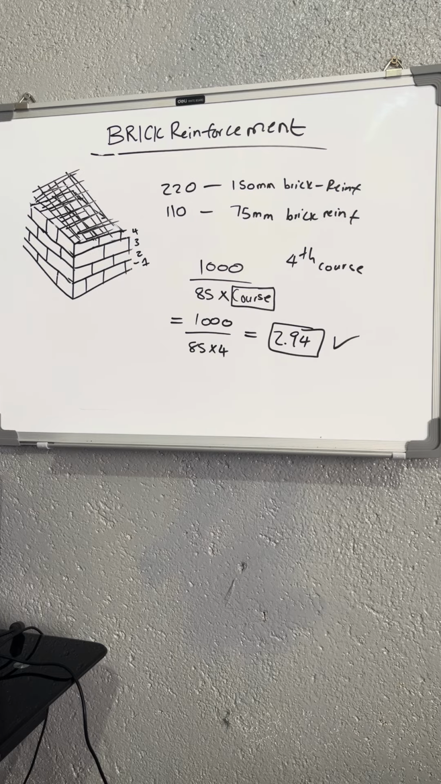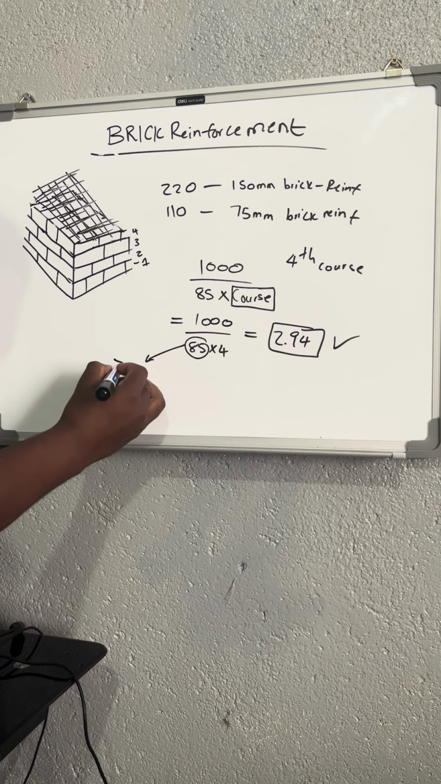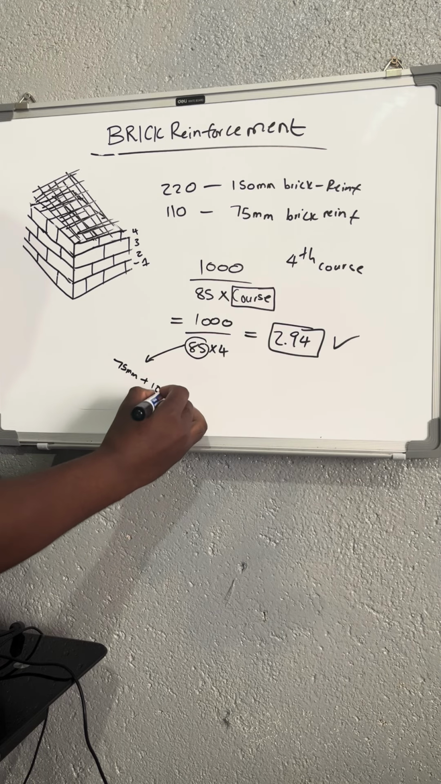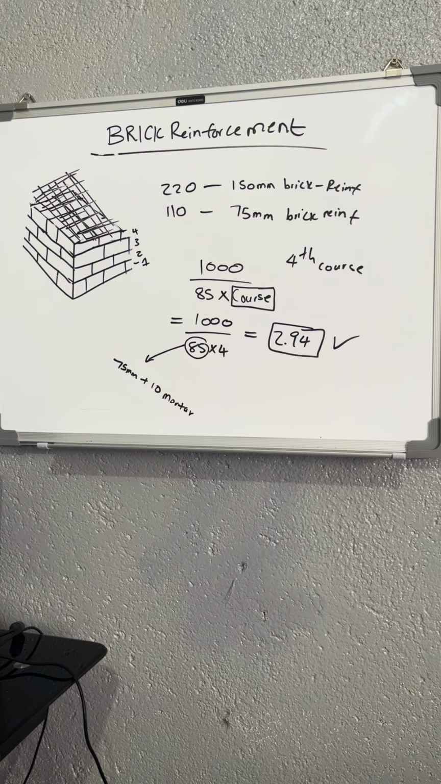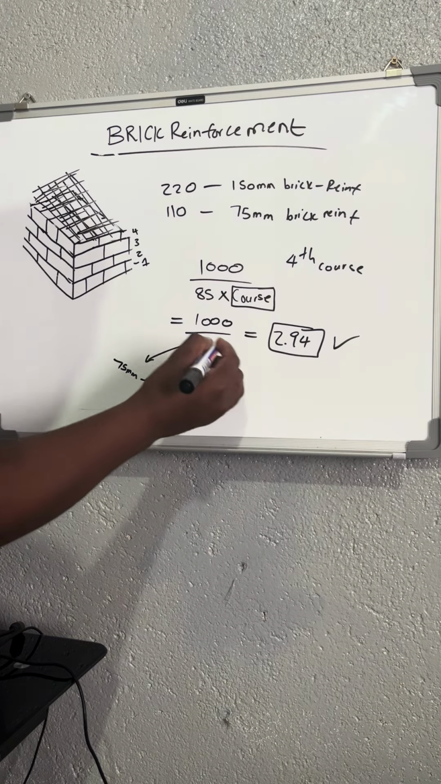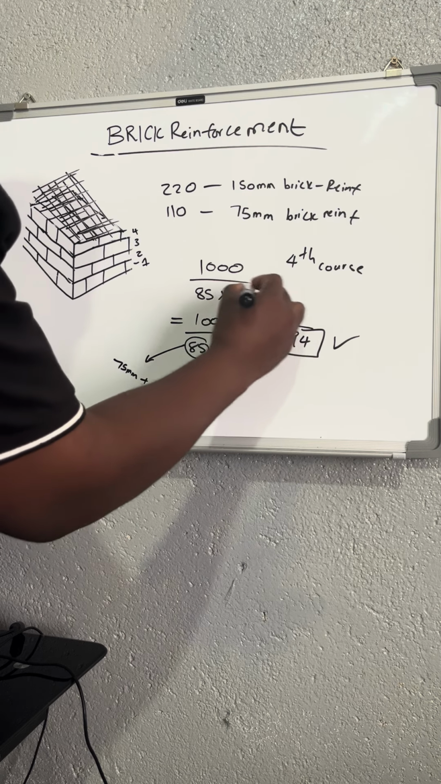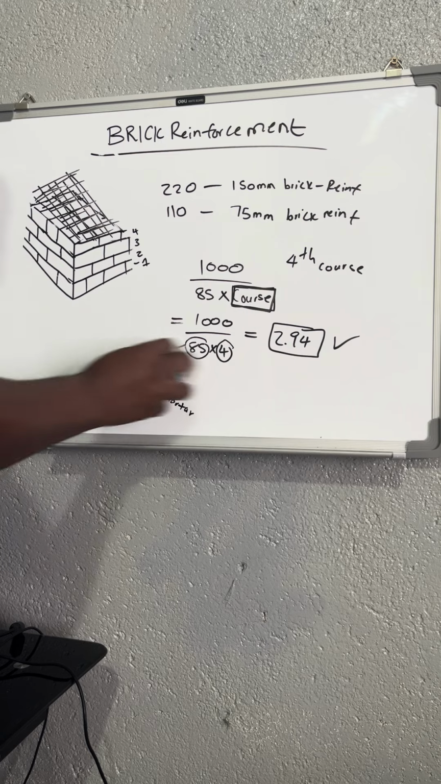And what do you note? This 85 is made up of what? It's made up of 75 millimeter for the brick plus 10 for the mortar. You just have to keep the formula in your head that whatever changes, it will always be this part. If they're saying it's a fifth course, you're going to have to put your fifth course.